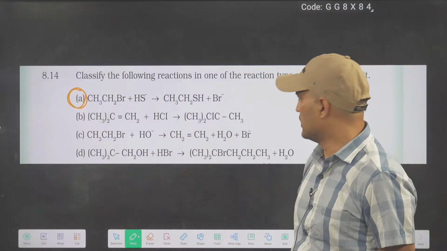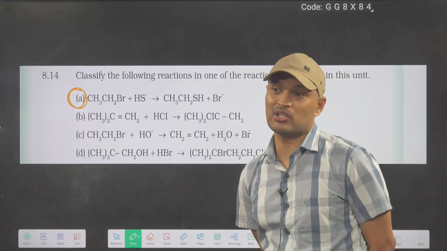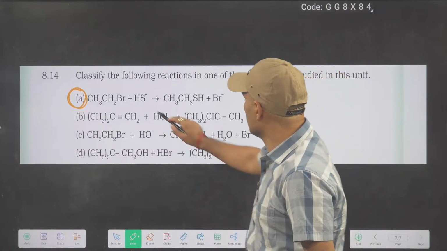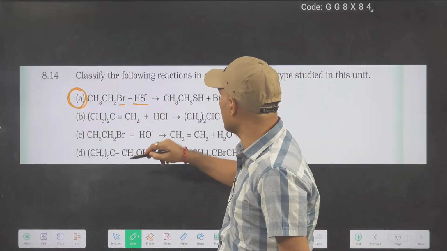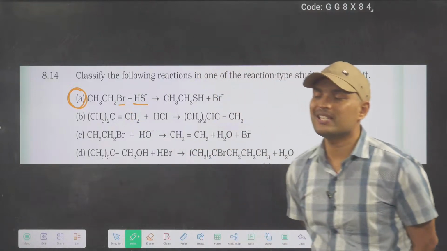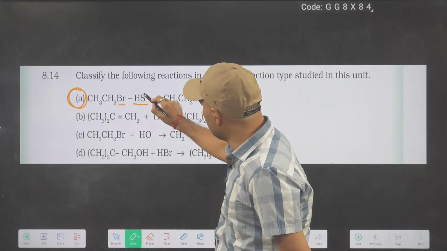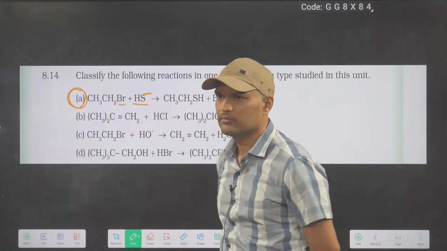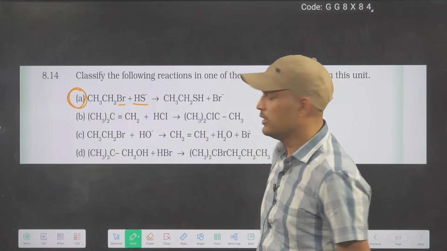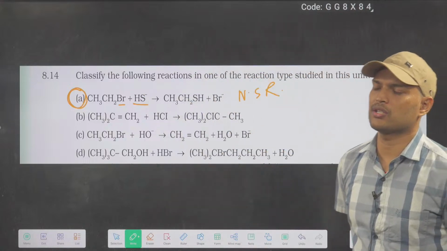Batao, which reaction is this? Substitution, addition, elimination. You will say, sir, addition, elimination, I am not knowing. Correct, you are not knowing. Theek hai, leave it. But is this looking like substitution? Yes, sir, this is looking like substitution. SH is coming, B is going. Acha, which substitution? Is SH an electrophile or nucleophile? Nucleophile. So this is which reaction? Nucleophilic substitution reaction.